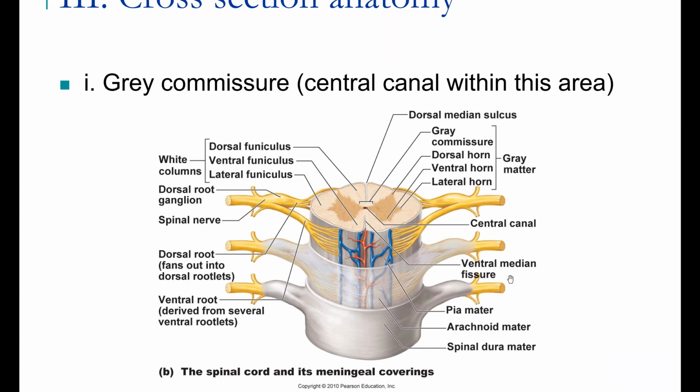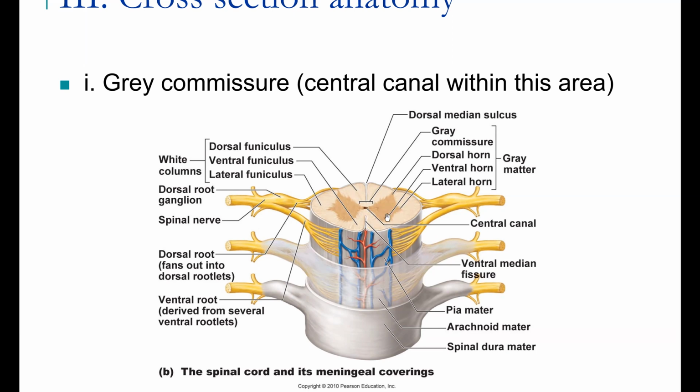Cross-sectional anatomy. Look at this in a little more detail. This is the spinal cord, okay? This is the white matter, and this is the gray matter. The gray matter has what's called horns, and it has specific horns. We're looking at the front here, anterior coming out towards the screen, and posterior going back. The posterior most portion, this horn right here, is called the dorsal horn. This is called the ventral horn, and this is called the lateral horn. So we have a dorsal horn, which is posterior, a ventral horn, which is anterior, and a lateral horn.